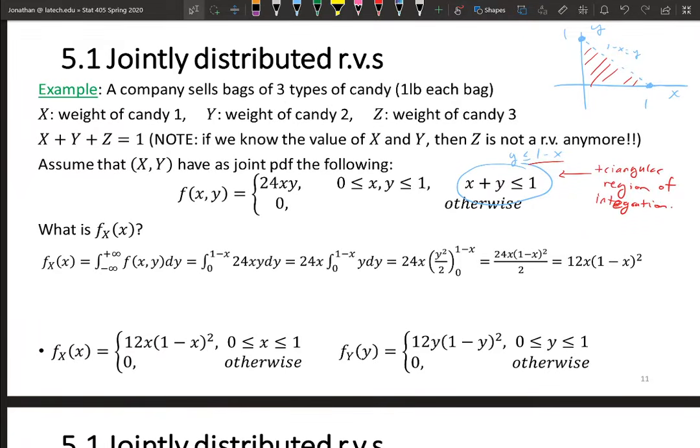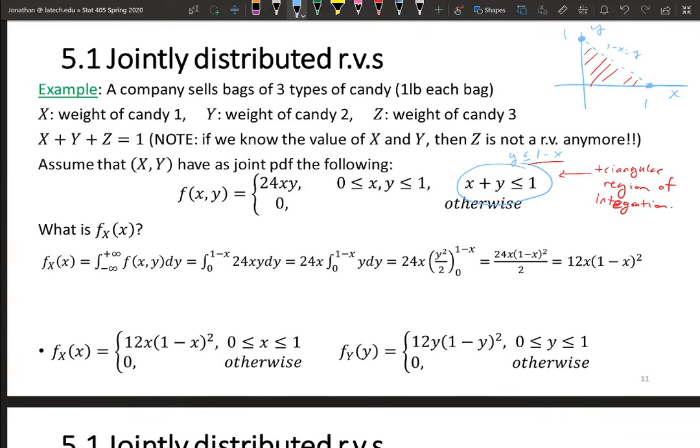So a little bit more involved with the bounds, but not going to be too bad, I think, in the computation. So the example really says a company sells bags of 3 types of candy, 1 pound for each bag. X is the weight of candy 1, y is the weight of candy 2, and z is the weight of candy 3. X plus y plus z equals 1 because we're selling 1 pound bags of candy. If we know the value of x and y, then z is not a random variable anymore. So basically z is going to be 1 minus x minus y.